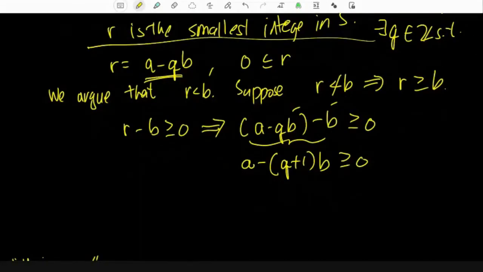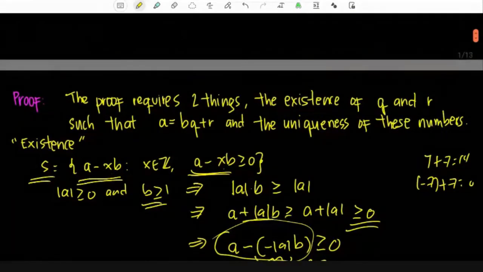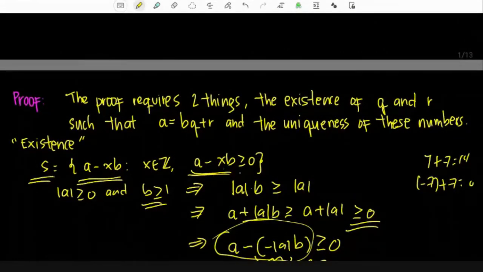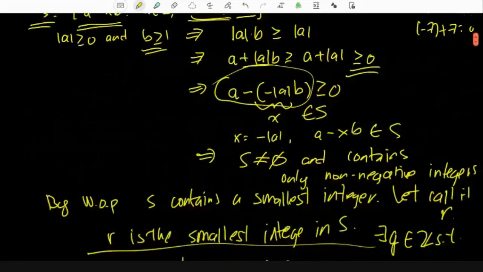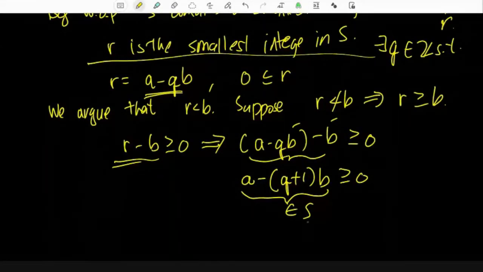So, if Q plus 1 is an integer, it means this is in S. Because anything of the form A minus an integer times B that is positive is in S. Right? That's the requirement. All A minus XB that are greater than or equal to 0 are in S. Okay. So that means R minus B is in S. R minus B is in S.